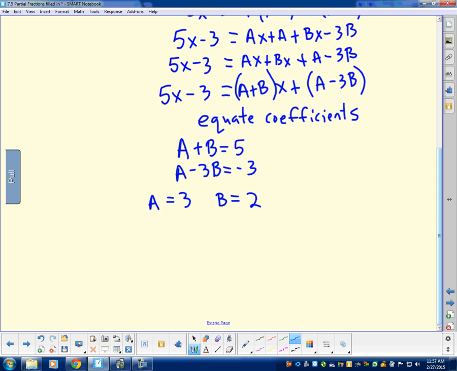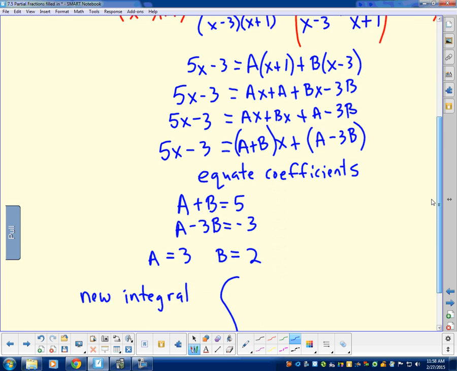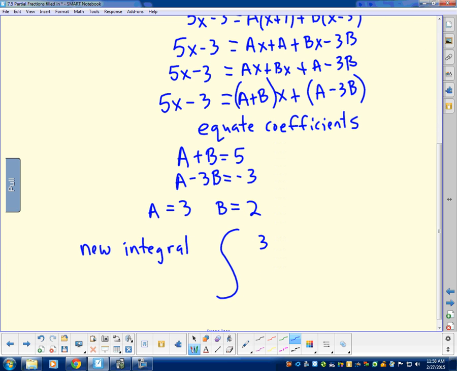So in any order, we have a new integral. It's the integral of, I have to go back here and look, I don't remember what a was over. A was over x minus 3. So I have 3 over x minus 3 plus 2 over x plus 1 dx. So there's my new integral. And each of those pieces I know the integral of. Hopefully you do too. You recognize them?